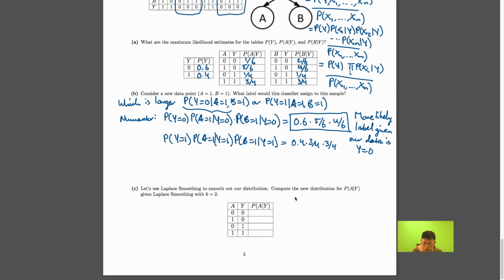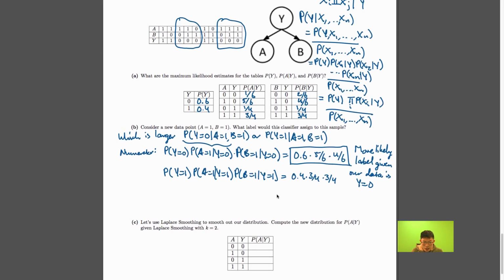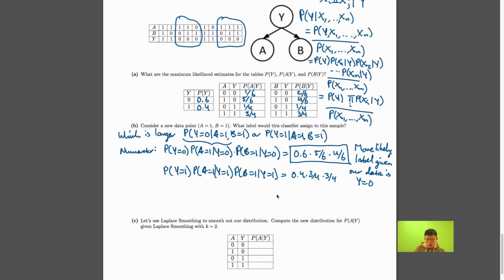Now let's talk about Laplace smoothing. So let's first motivate it. Let's say that in our data, say we were very unlucky. Let's say that spam is quite rare, and that we happen to get data in which y was 0. OK, so our data kind of looked like this.